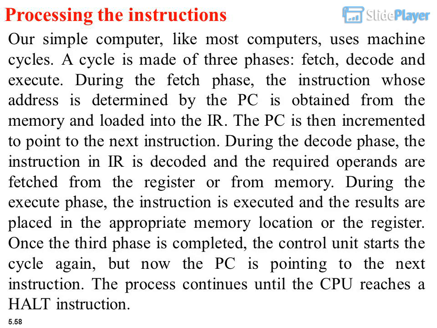Processing the instructions. Our simple computer, like most computers, uses machine cycles. A cycle is made of three phases: fetch, decode and execute. During the fetch phase, the instruction whose address is determined by the PC is obtained from the memory and loaded into the IR. The PC is then incremented to point to the next instruction. During the decode phase, the instruction in IR is decoded and the required operands are fetched from the register or from memory. During the execute phase, the instruction is executed and the results are placed in the appropriate memory location or the register.